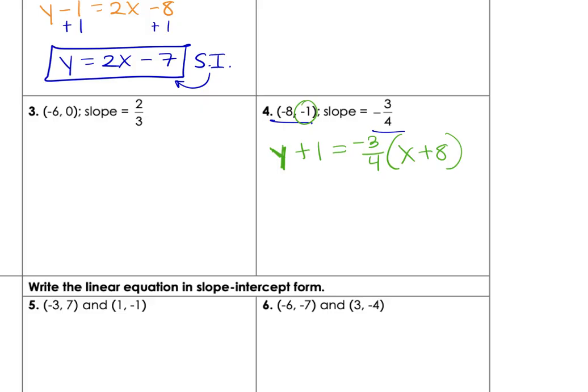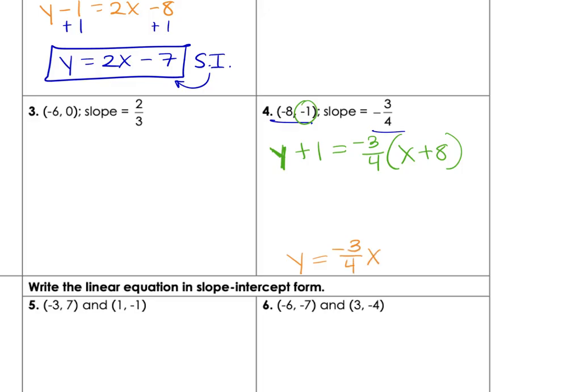What's negative 3/4 times 8? Negative 6. Good. Do you have a final answer? Y equals what? Is your slope ever going to change right here? No, it's going to stay the same because it's already acting as m, and m is m, right? So if that changes, you know you did something wrong.